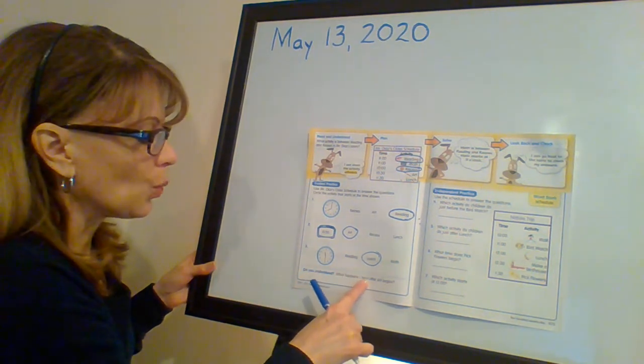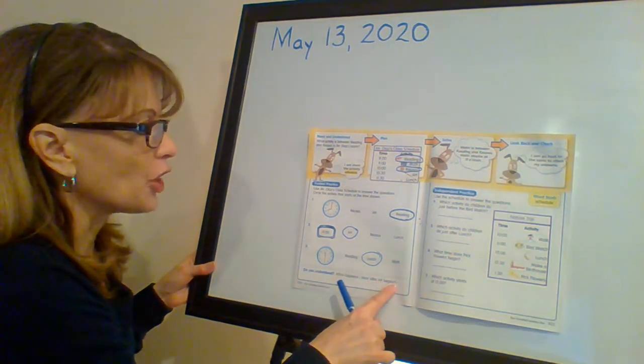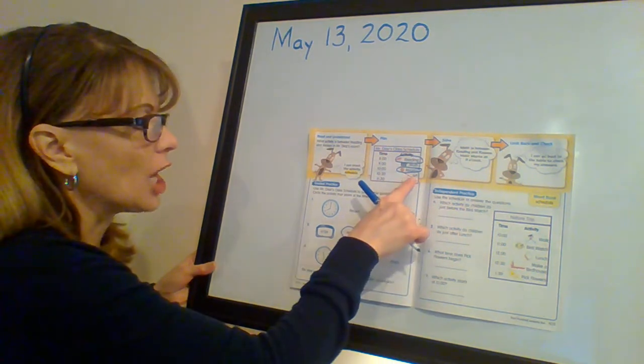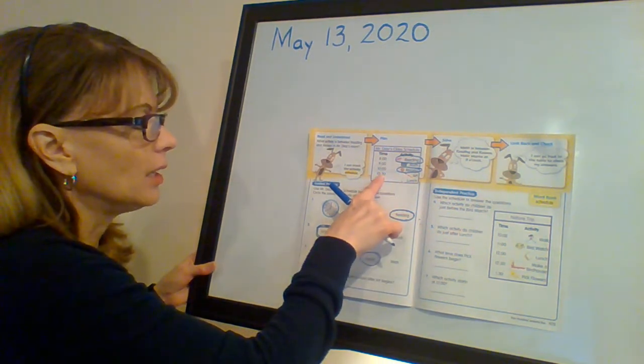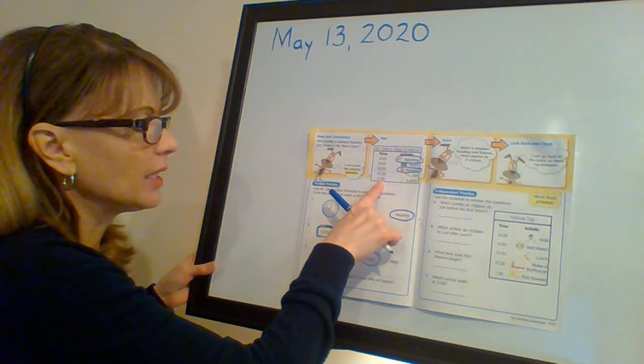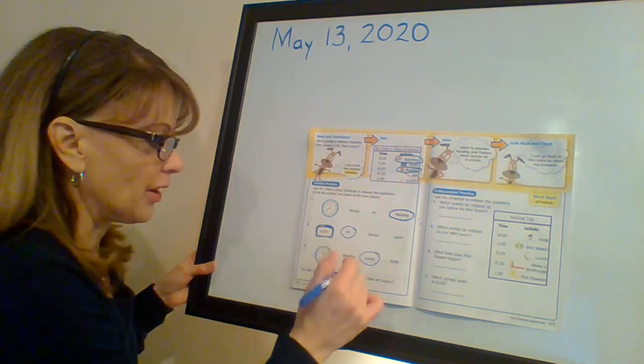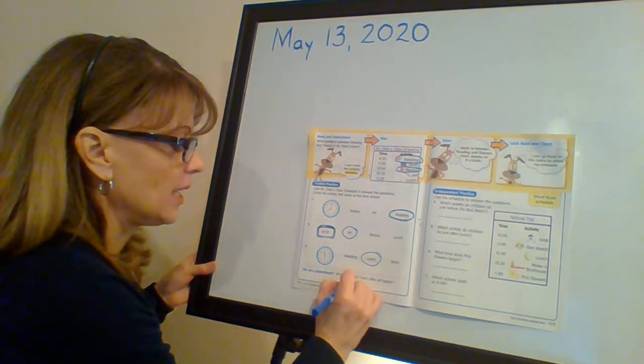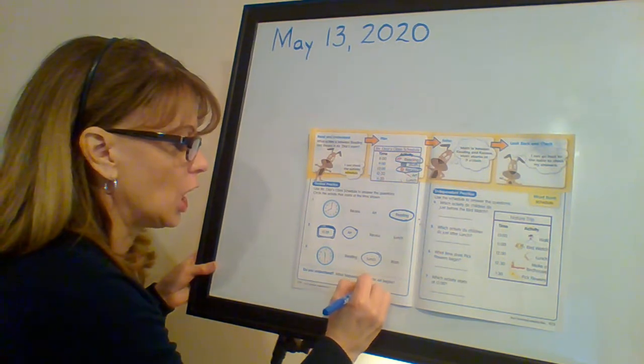What happens 1 hour after art? Well, let's look at art. Art is at 10:30. 1 hour later is 11:30. So we have lunch.